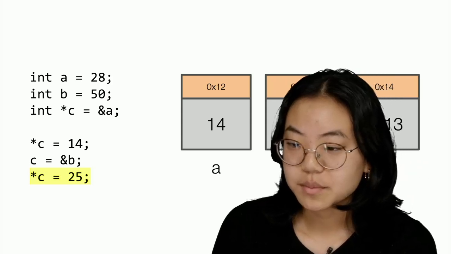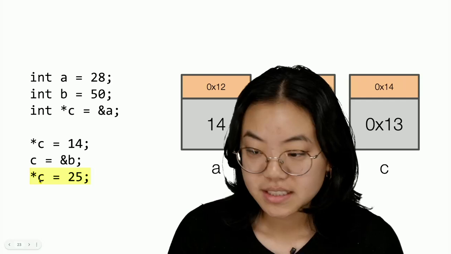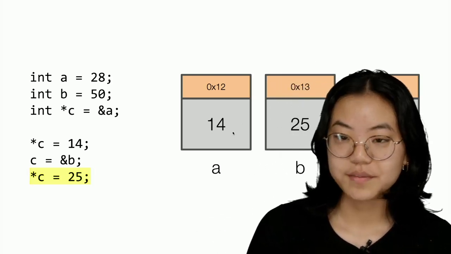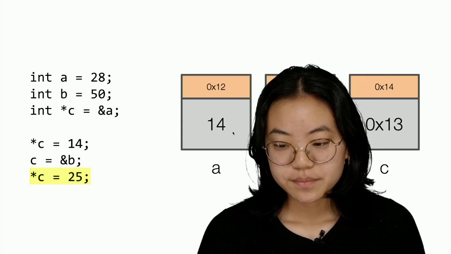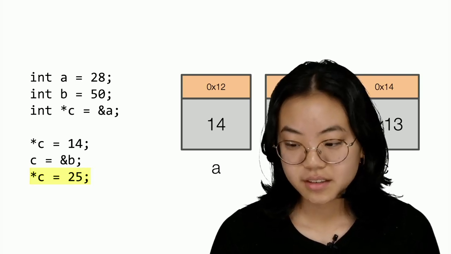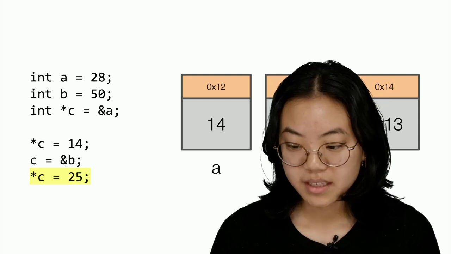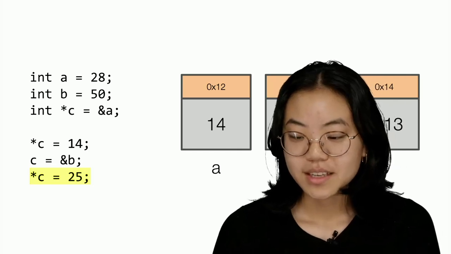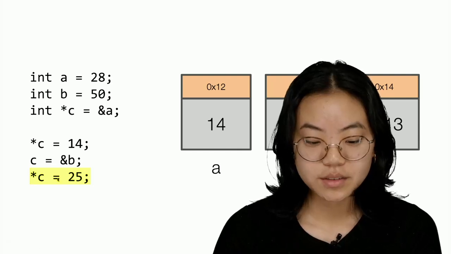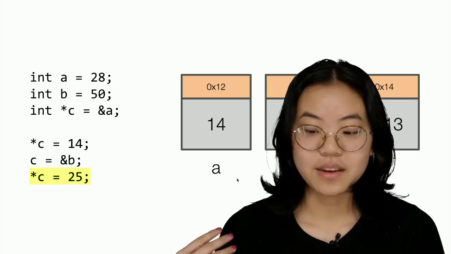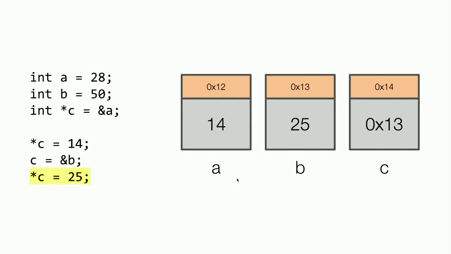I see. Okay, so someone asks, when star C equals 25, then is A also going to change to 25? Yeah, that's a great question. So because I've updated the address that's stored in C here to the address of B, it's no longer pointing to the variable A. Now it's pointing to the variable B, and so when I do this dereference and I set it to 25, it's setting 25 for the B variable and not A anymore.